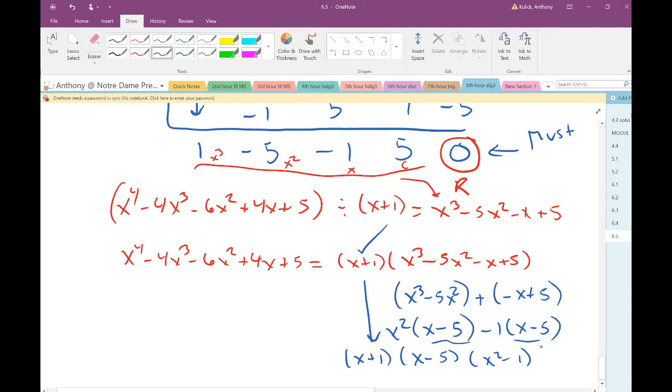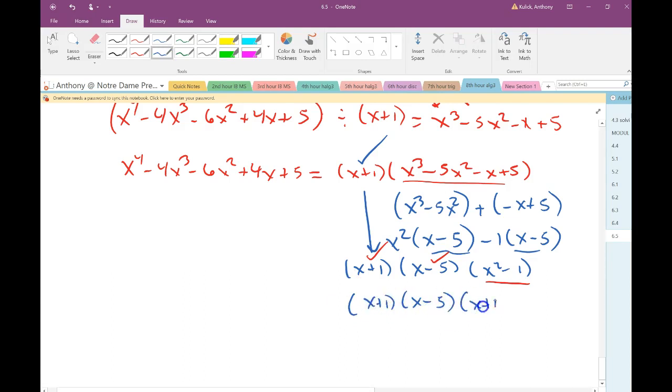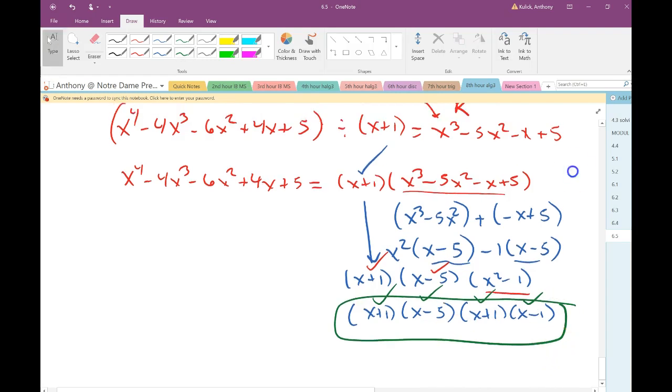And now I need to check if any of these factors are factorable. So that's already we said was not factorable. X minus 5 is linear. That's not factorable. X squared minus 1, though, that is a difference of 2 squares. That we can factor. So that factors down to x plus 1, x minus 1. And now if we check to see if any of these are factorable, linear, linear, linear, linear, so we're done. This is completely factored.